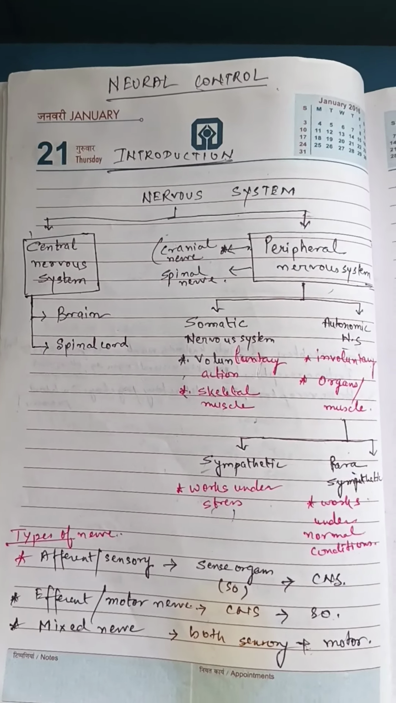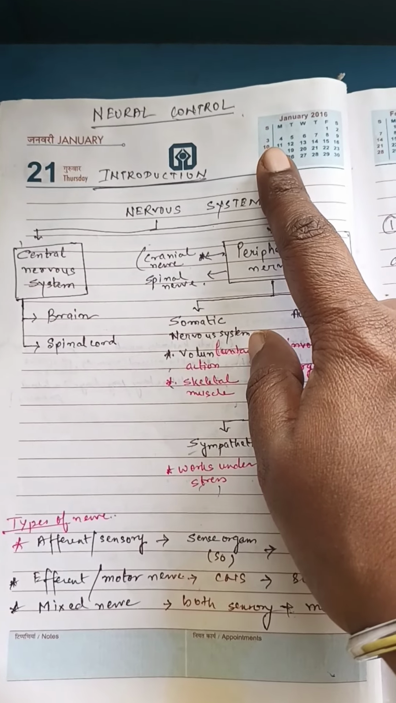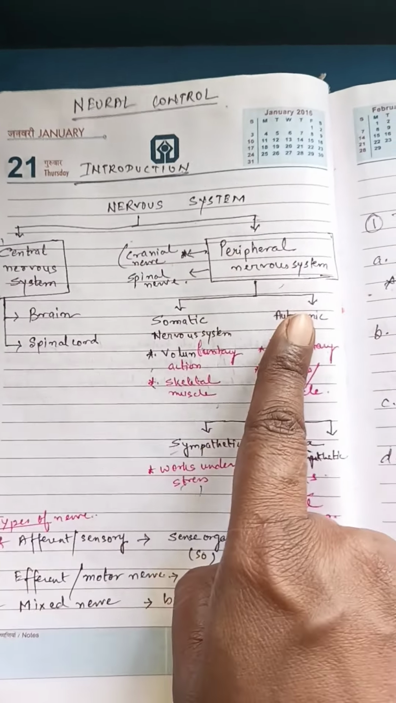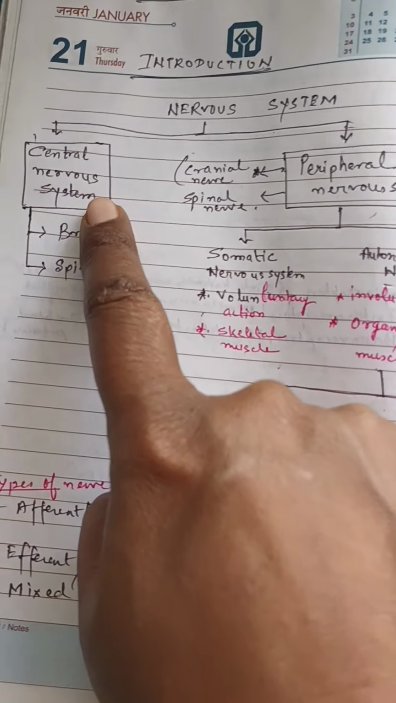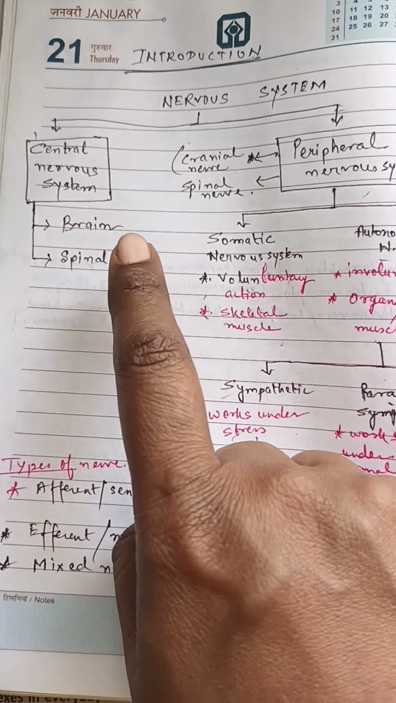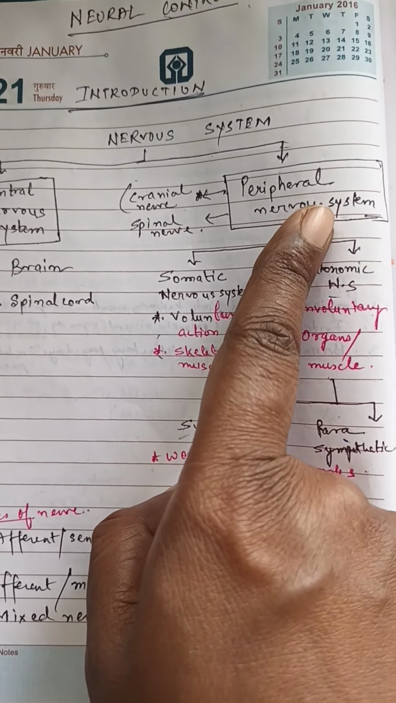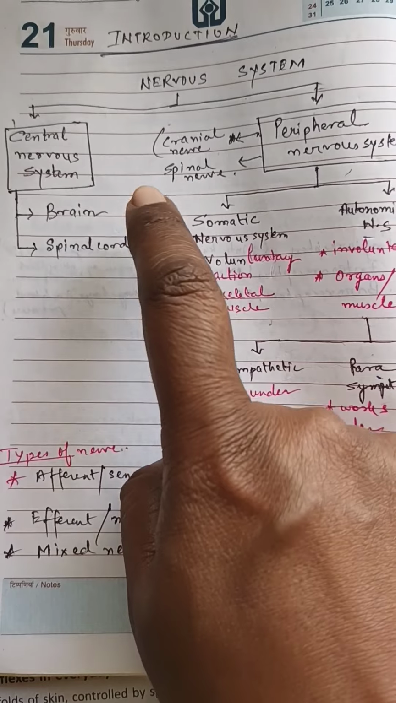So students, we are going to start with the next part, that is neural control and coordination. We are going to start with the nervous system. The whole nervous system is broadly classified into two. One is called the central nervous system. The central nervous system consists of the brain and the spinal cord, and the next part is called the peripheral nervous system. The peripheral nervous system consists of the nerves arising from this brain and the spinal cord.